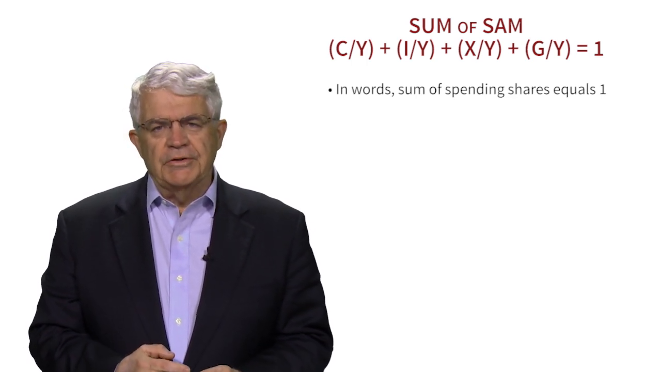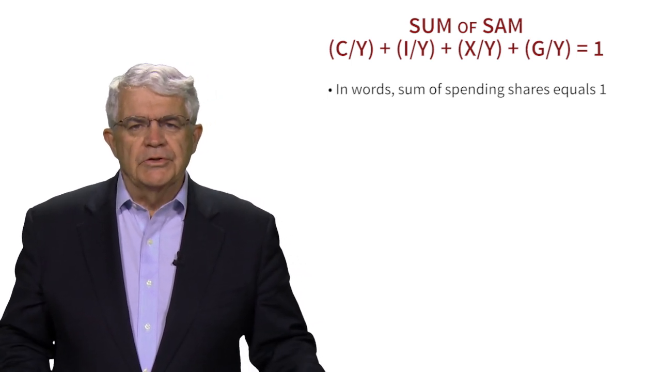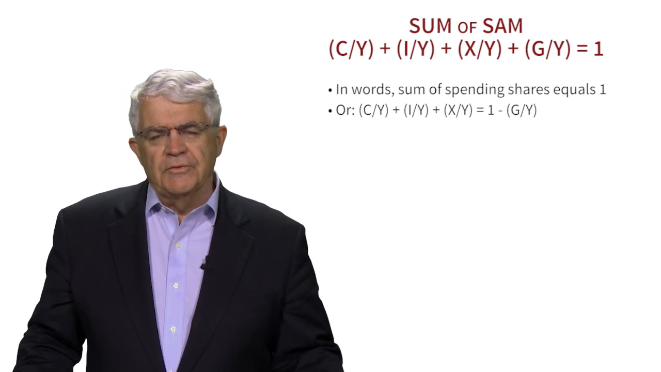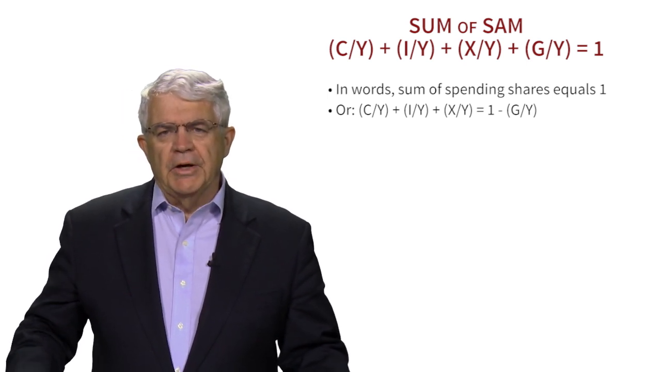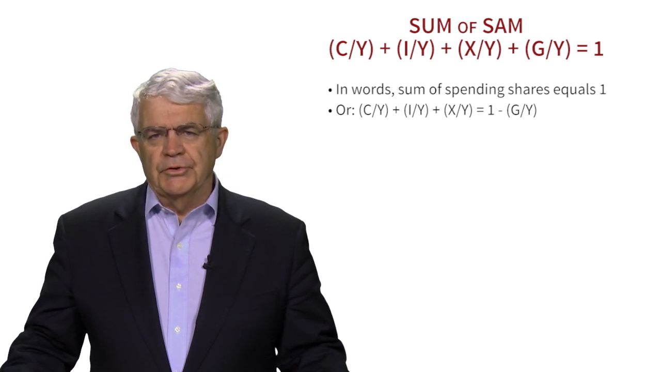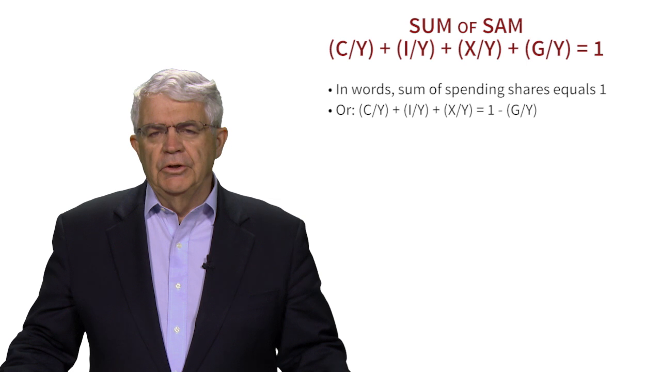And if you think of those as fractions, they must equal 1, or in percentages, they must equal 100. You also can think about taking the government purchases share and moving it over to the other side of the equation. Now on the left side we have all the private spending: consumption, investment, net exports. And on the right, we have what's left over after government purchases are taken out. It's really the 1 minus G over Y, the non-government side. It's kind of like supply.